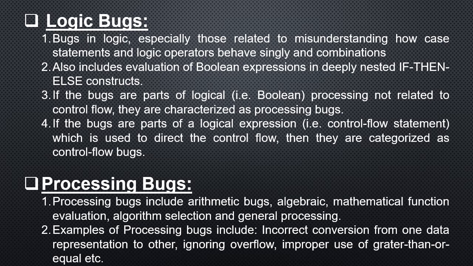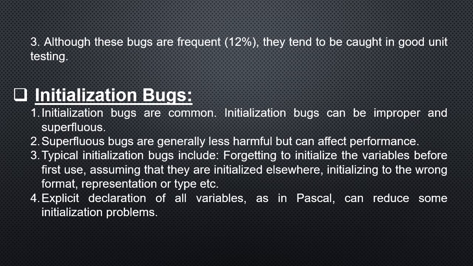Next is processing bugs. Processing bugs include arithmetic bugs, algebraic mathematical functions, evaluations, algorithmic selection, and general processing. Examples of processing bugs include incorrect conversions from one data representation to another, ignoring overflow, improper use of greater than or equal to, etc. Although these bugs are frequent, they tend to be caught in good unit testing.